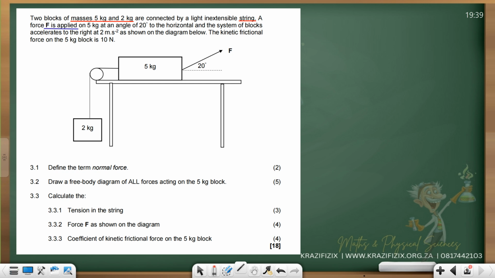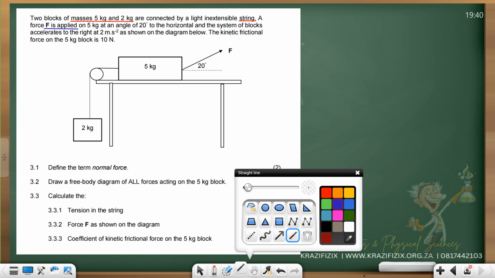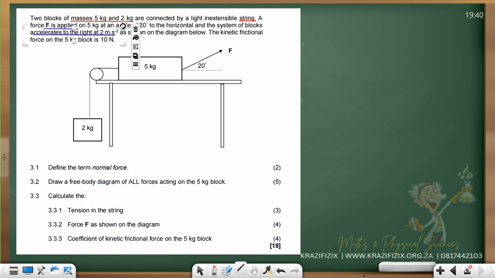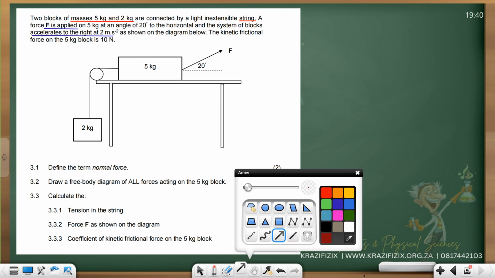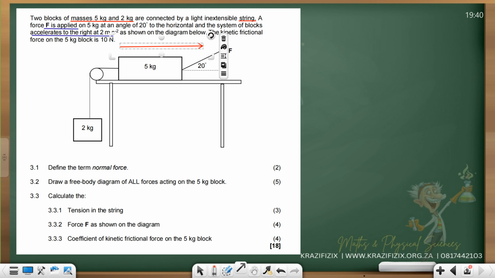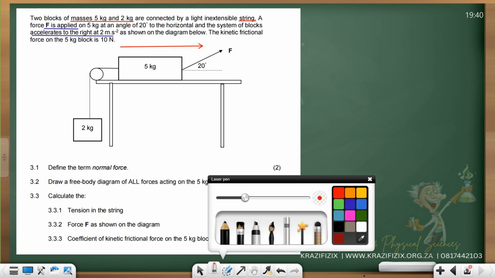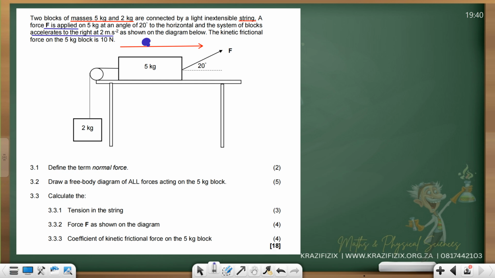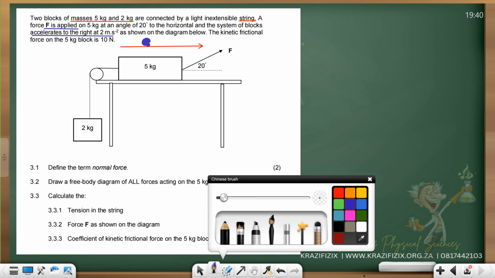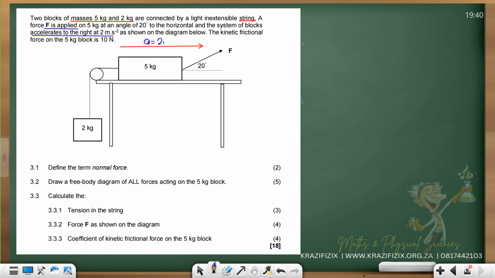It's applied on the 5 kg. Can you see that it looks like we are pulling this force here? We are pulling the object at an angle of what? 20 to the horizontal. And the system of the blocks accelerates. In which direction? To the right. We are pulling this object and it's all moving in this direction to the right, as shown in the diagram below. a is equal to what? 2 meters per second squared.